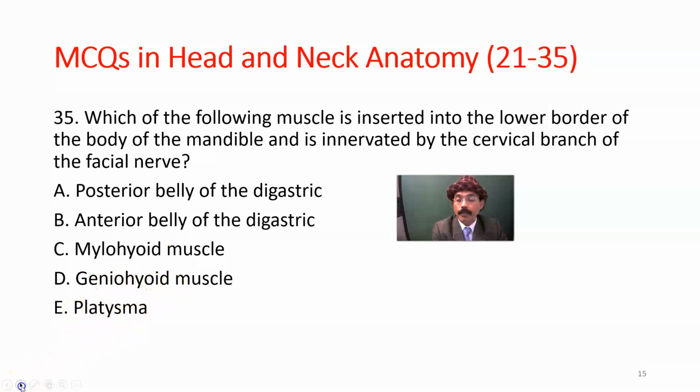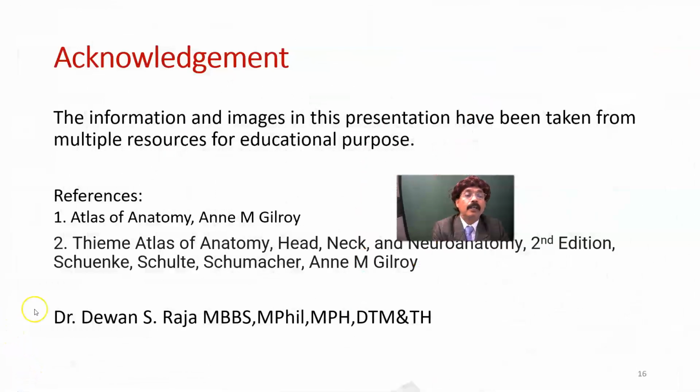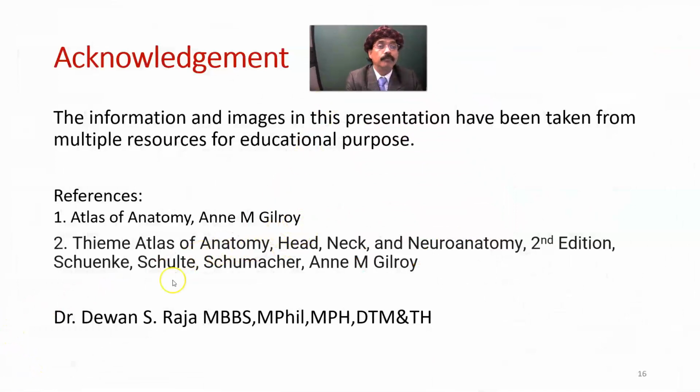Okay, and that's all about the MCQs of head and neck from 21 to 35. If you have any question, please feel free to ask me, and I will request you all to go through the textbook for your good conception.